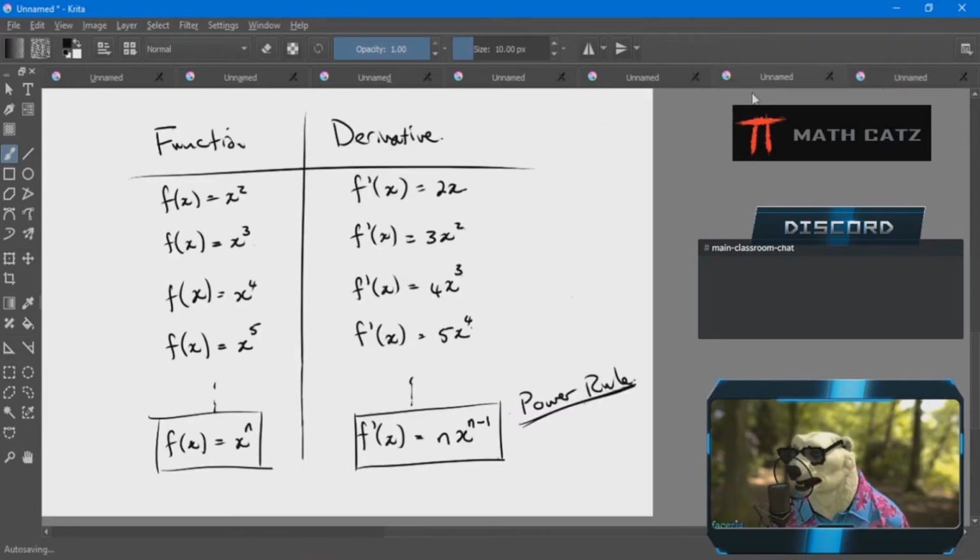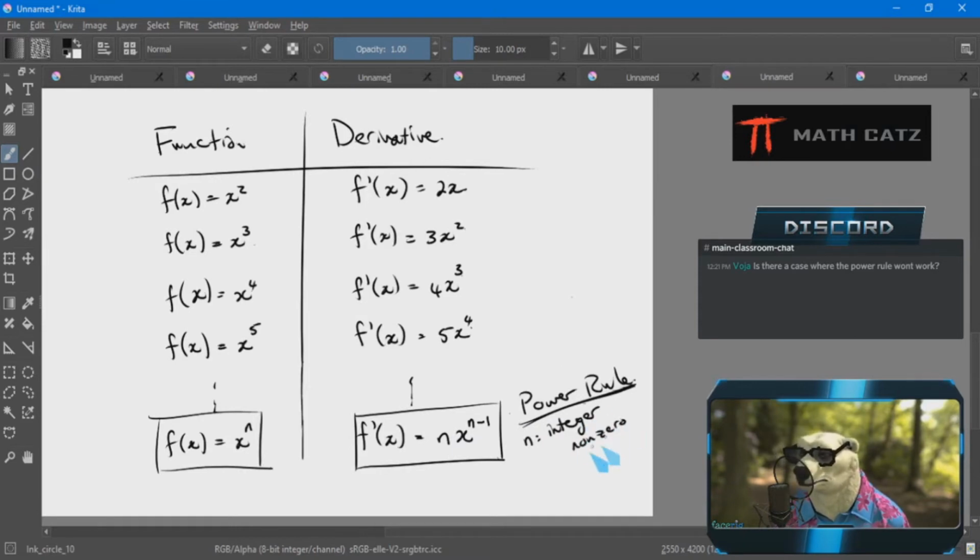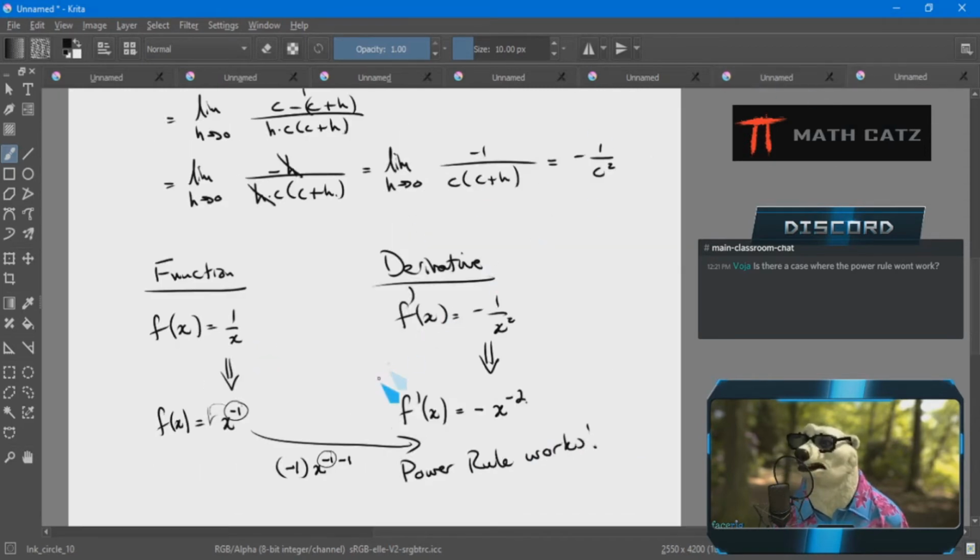So now I can go back and update this. Power rule works for n being any integer, positive or negative. Of course, not 0, right? That would make no sense. I wouldn't have a function then of the same type. So it could be positive integers, it could be negative integers.